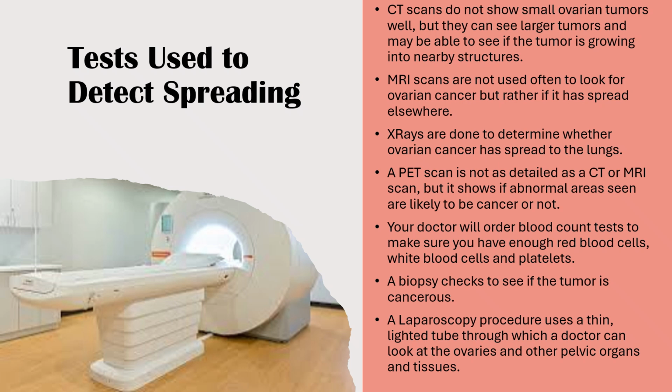Your doctor may order blood count tests to make sure you have enough red blood cells, white blood cells, and platelets. A biopsy checks to see if the tumor is cancerous, and they may order a laparoscopy, which is a procedure that uses a thin lighted tube through which a doctor can look at the ovaries and other pelvic organs and tissues.